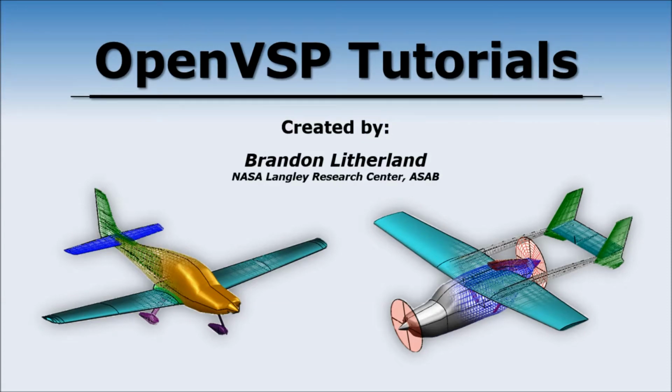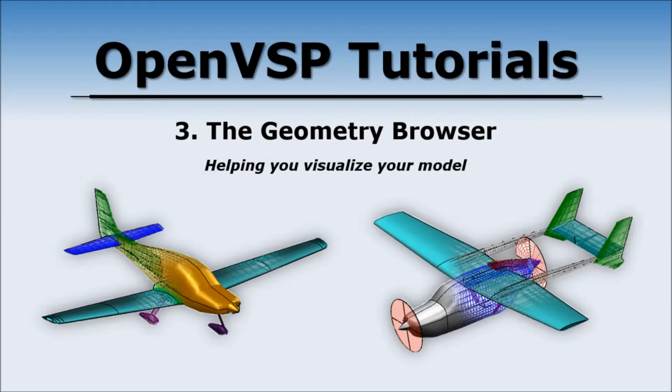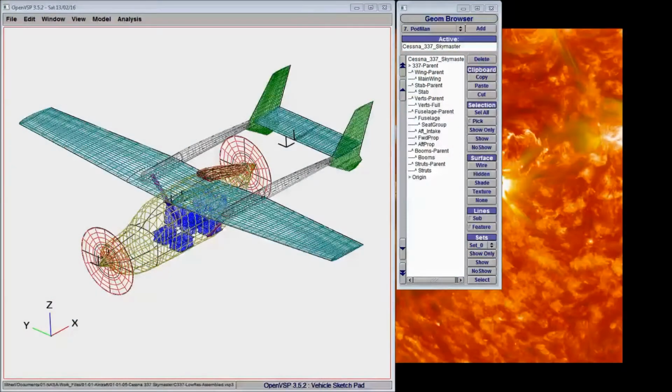In this episode, we're going to discuss the Geometry Browser and how it helps you visualize your model. I'd like to begin by using a 337 model that I've used in a previous video, and just for demonstration purposes, I've loosely placed in some seats inside the fuselage.